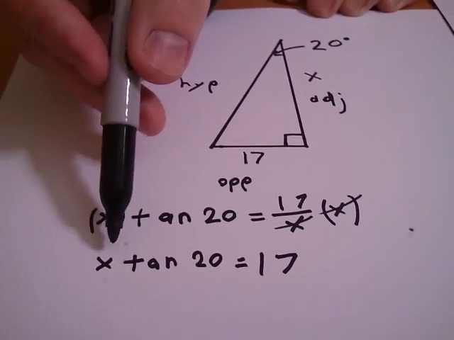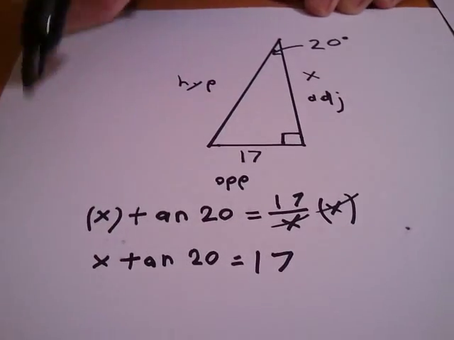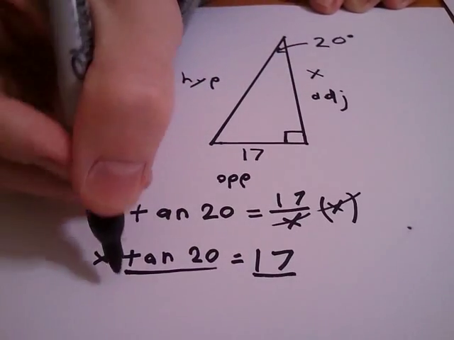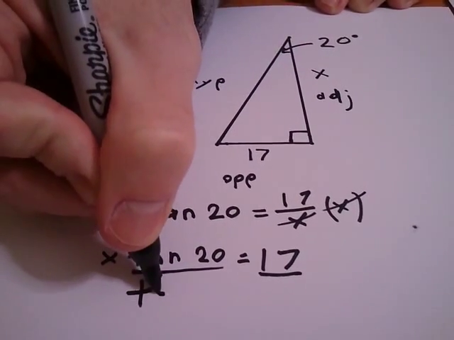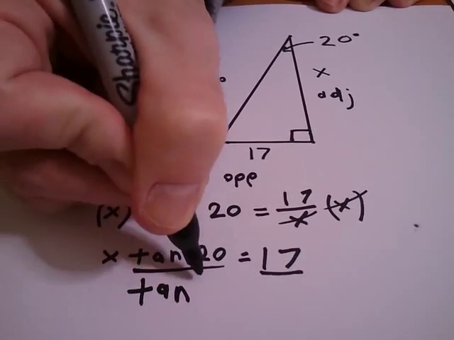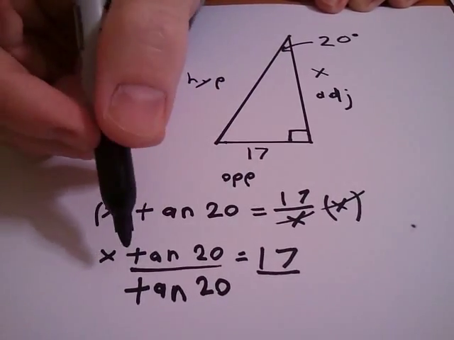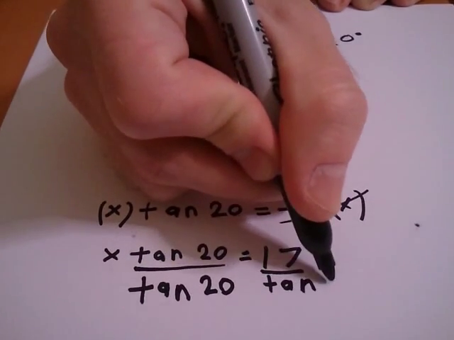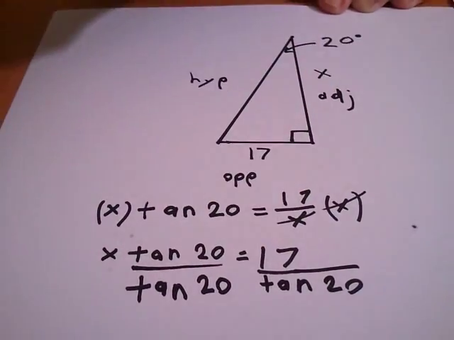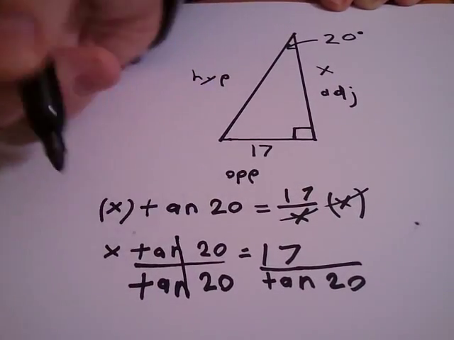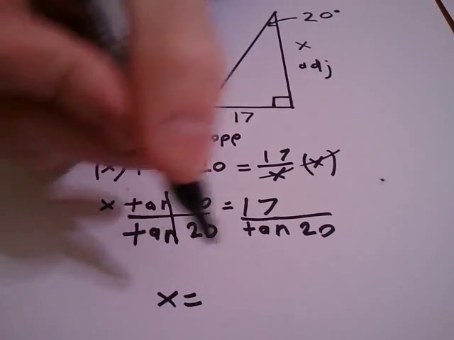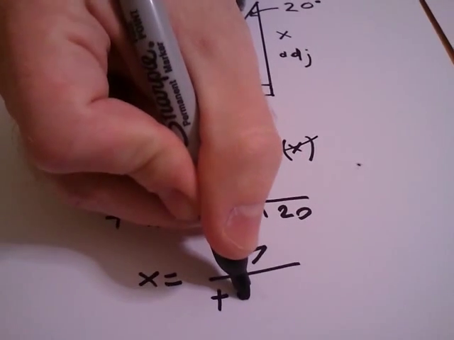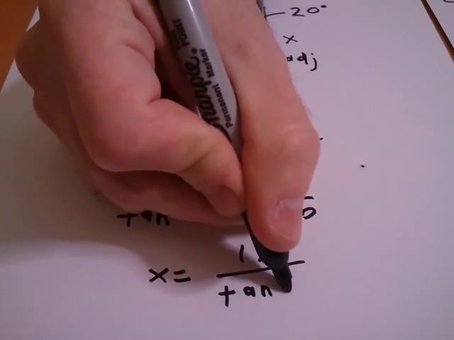We're almost done. Now we need to get x by itself. Tangent of 20 is a number. It's a fairly small number, but we can divide by it. We want to get rid of it, so we want to divide on both sides to keep it equal. Divide by tangent of 20, divide this side by the tangent of 20. These cancel out, so you're left with x equals 17 over the tangent of 20.